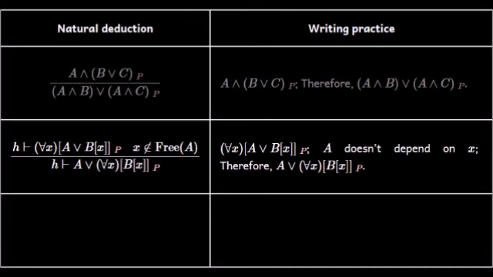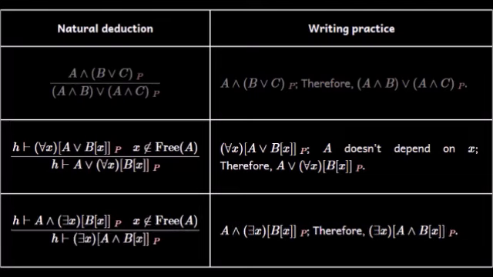For all x, either A or A of x or both with index set P, x does not occur freely in A, therefore either A or for all x, A of x with index set P, once again. And likewise, conjunction is quote-unquote distributive over existential quantification. So A, and there exists x such that A of x with index set P, x does not occur freely in A, therefore there exists x such that both A and A of x with index set P.